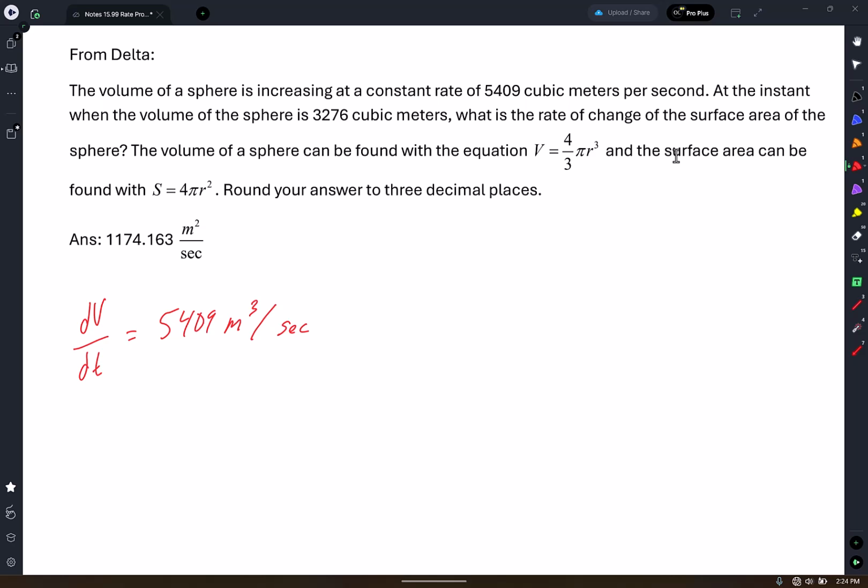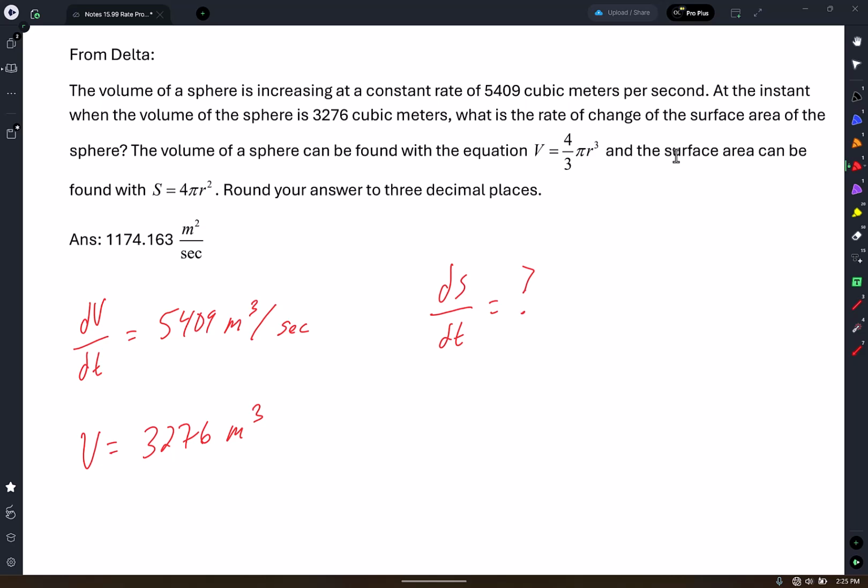At the instant when the volume of the sphere is 3276 cubic meters, so volume equals 3276 cubic meters, what is the rate of change of the surface area of the sphere? So they want dS/dt. dS/dt equals question mark. That's what they want. What is the rate of change of the surface area of the sphere?